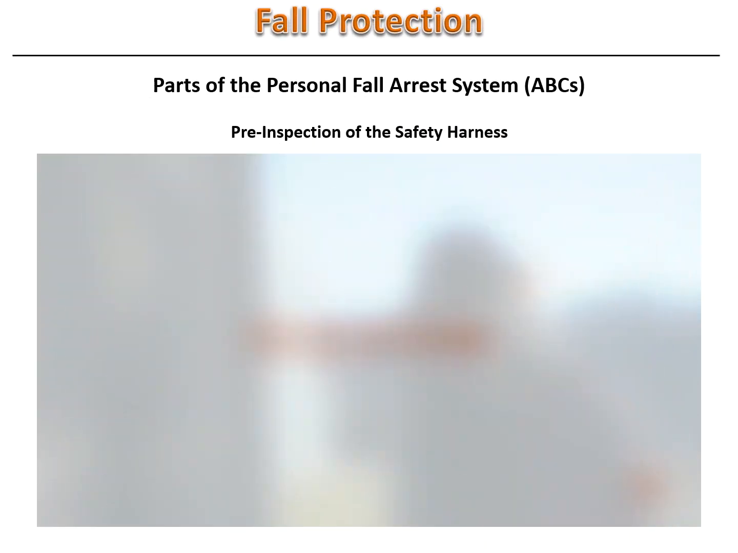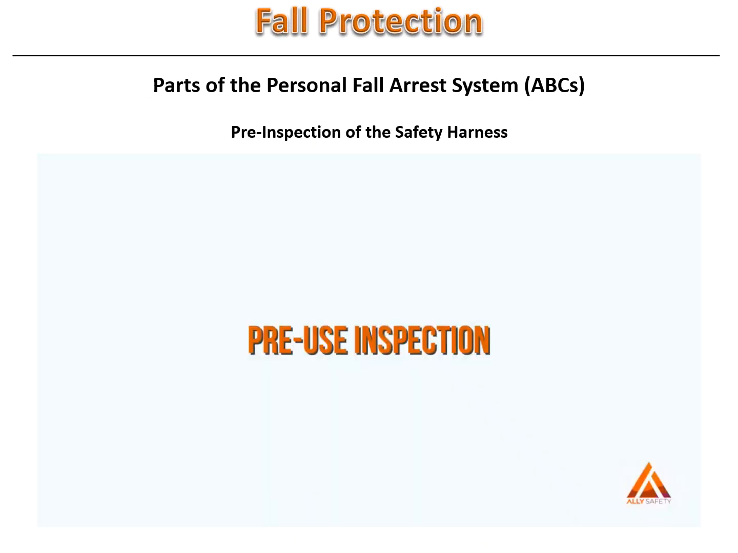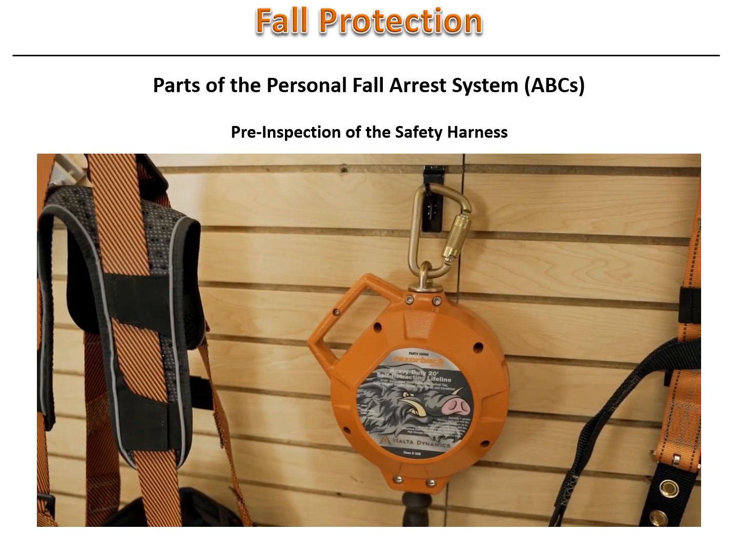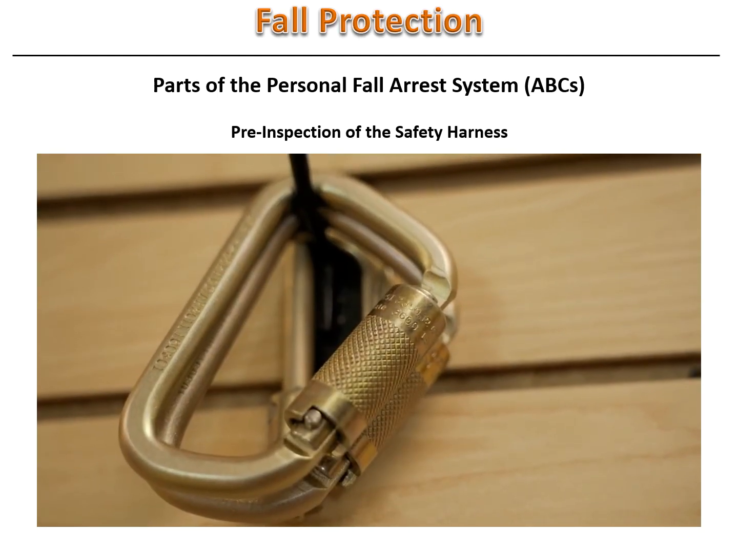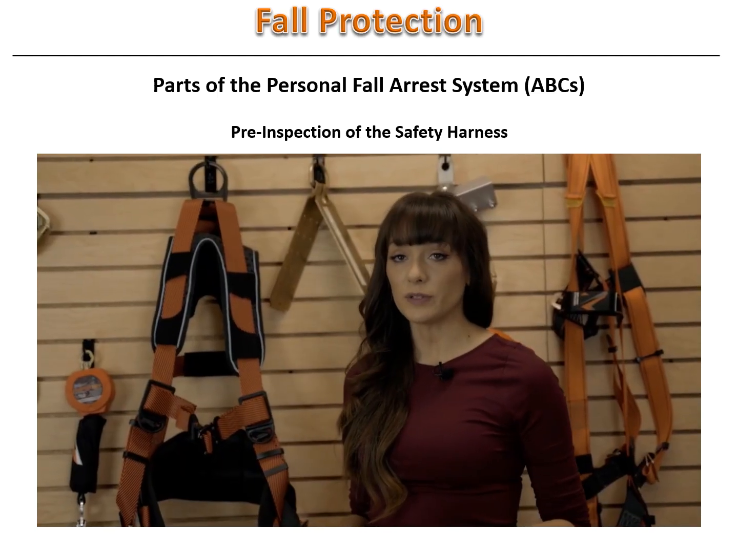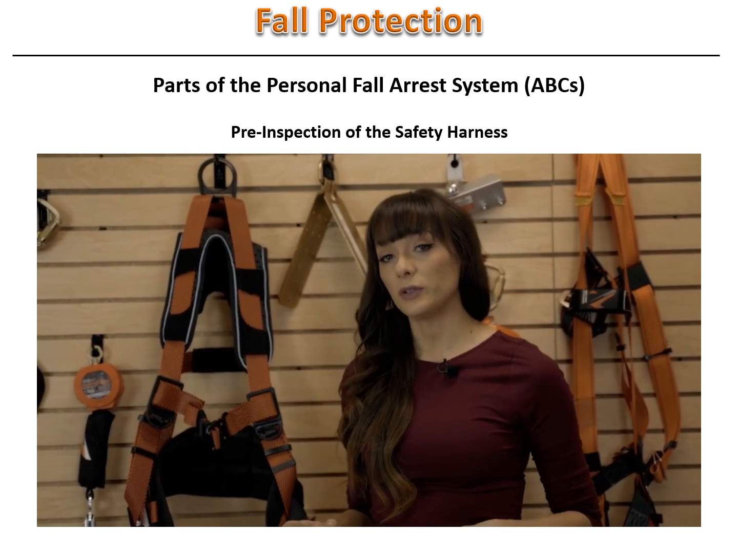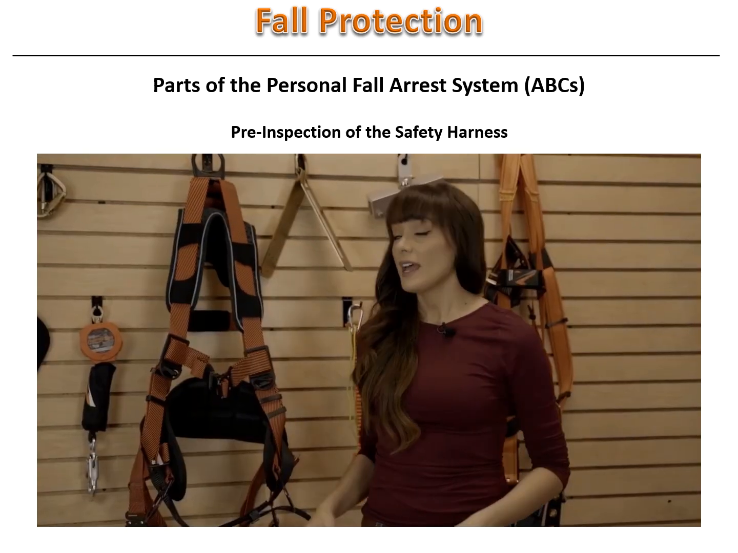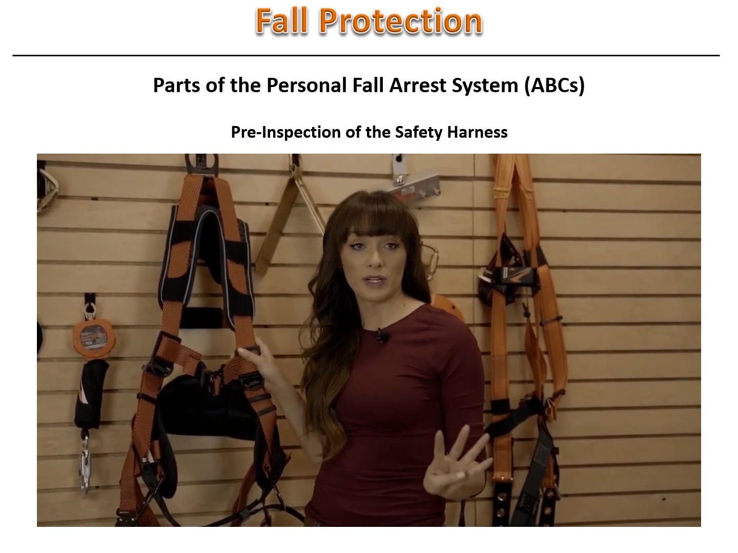Pre-inspection of the safety harness. Once you've gathered all your gear, you have a fall protection plan and a fall rescue plan, it's time to inspect your equipment. All equipment needs to be inspected before each use and at least once annually by a competent person. Inspect the 4 major components.